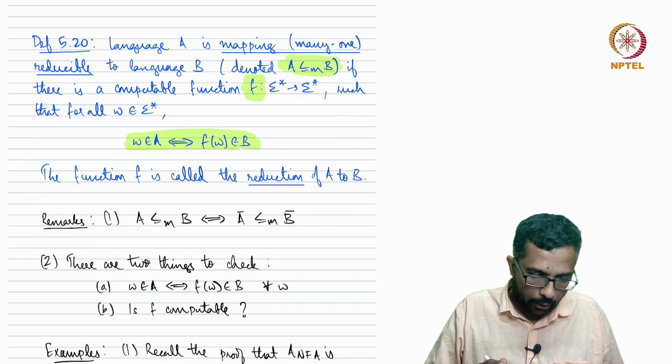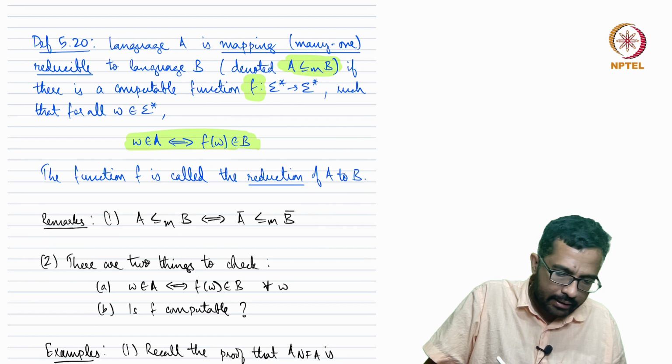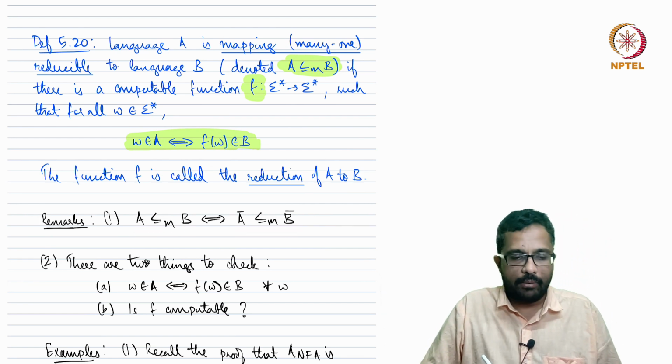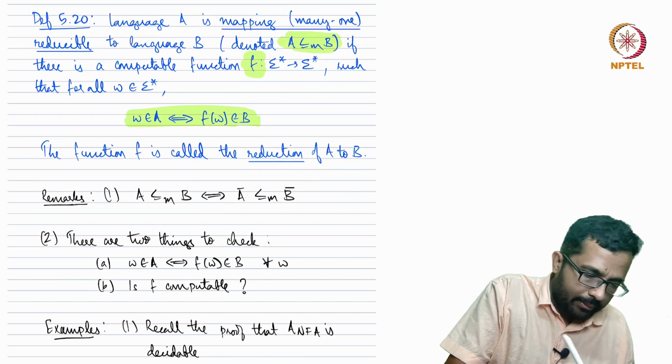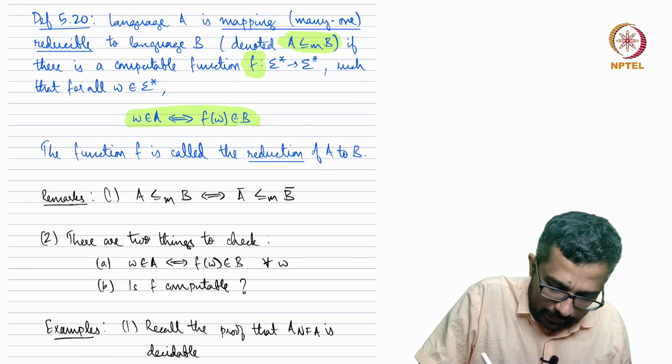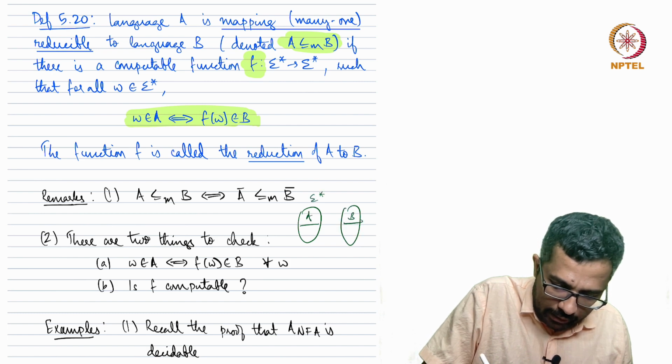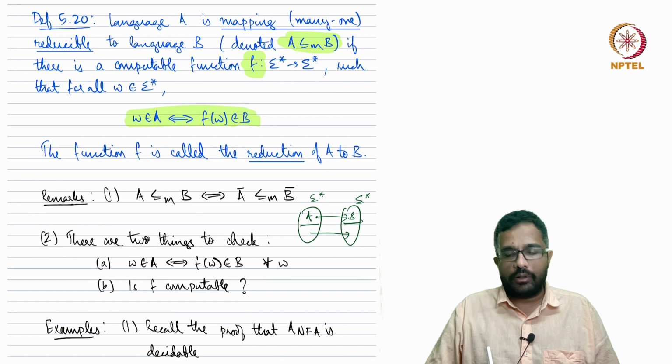Some quick points. First is that a reduction from A to B is also a reduction from A complement to B complement. Why is that? Maybe we'll very quickly draw it on the side. Suppose this is sigma star, and this is A, this is B. Suppose there is a mapping, so everything in A goes to B and everything not in A goes to not in B.